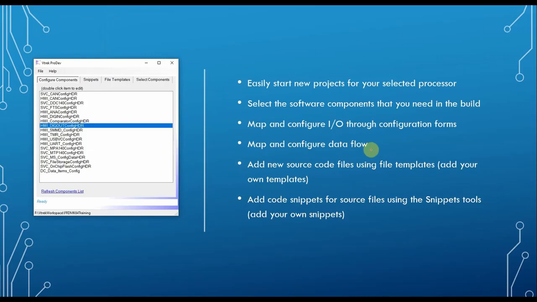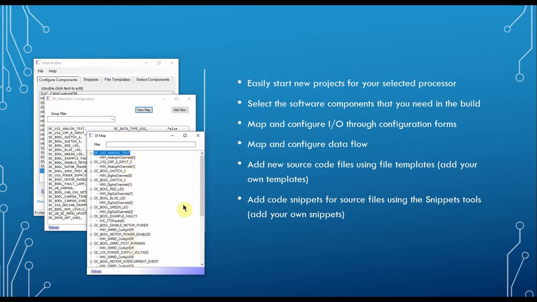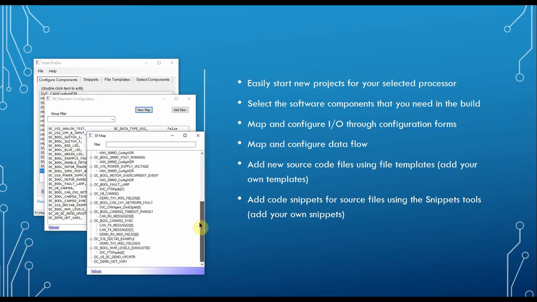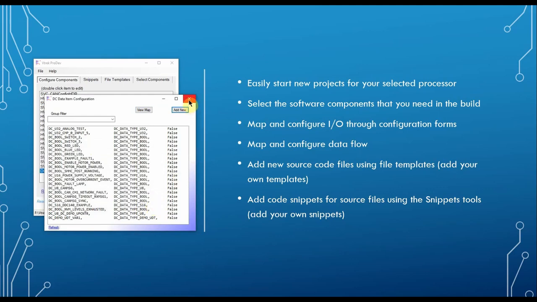You can map and configure data flow. In this form, we're showing the data dictionary in the data center, where all of the shared variables reside. You can view a map that relates all of the data items in the data center to the software components that use them. And you can add and delete data items from this view as well. Data items are also stored in a constant structure in a CPP file, so you can perform the same operations manually through a source editor.